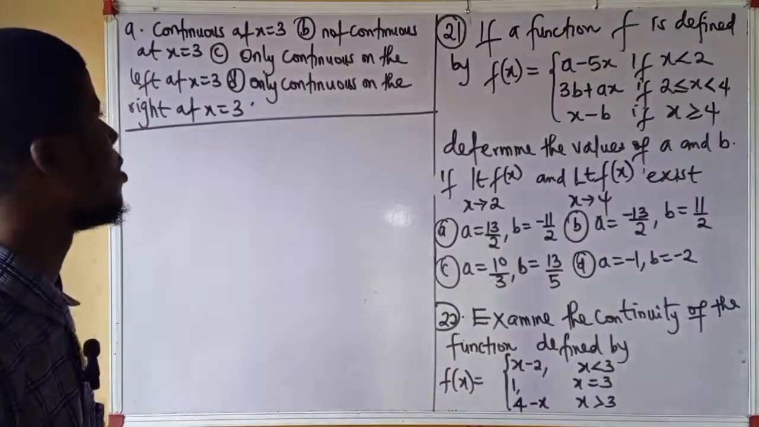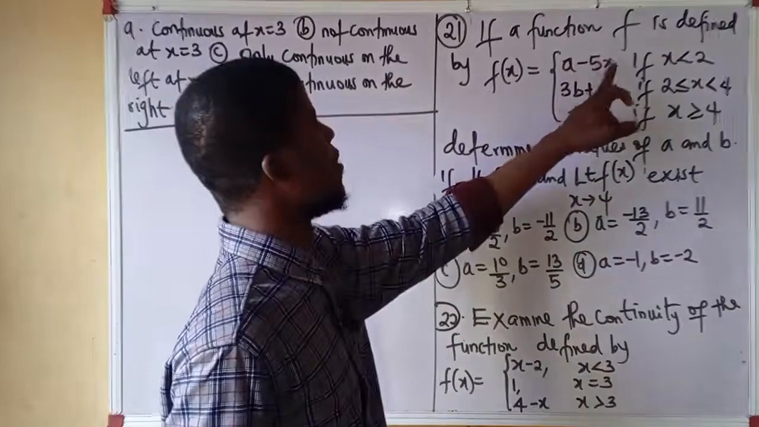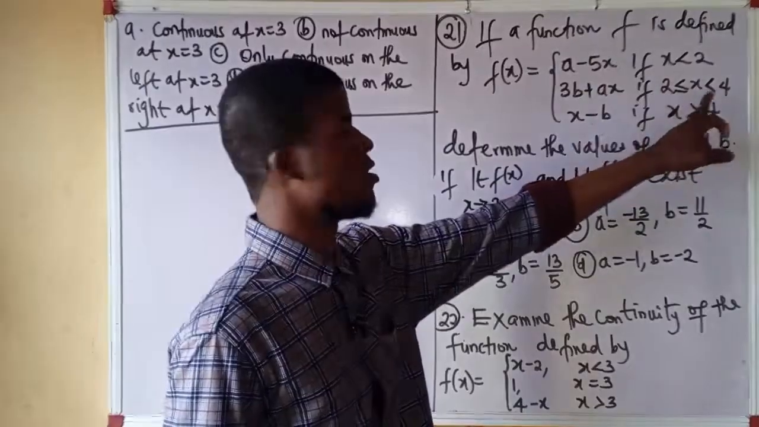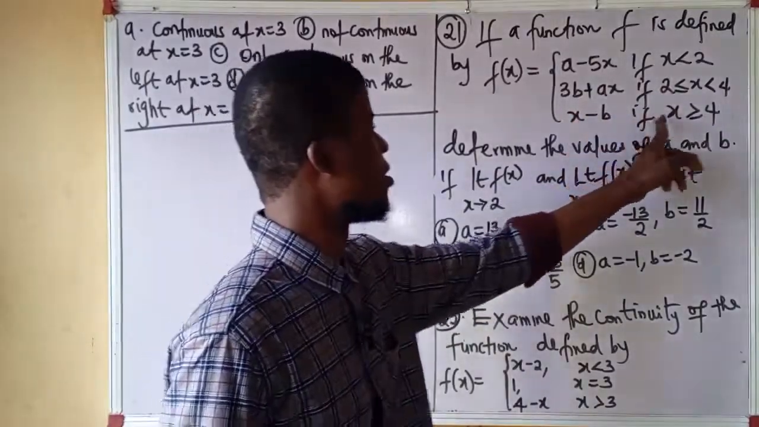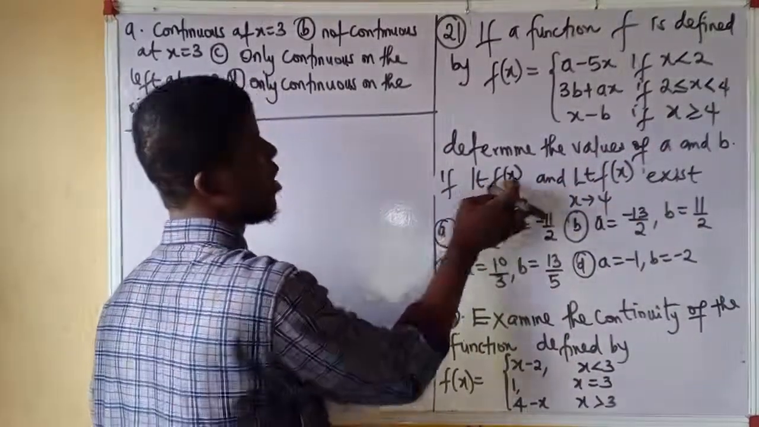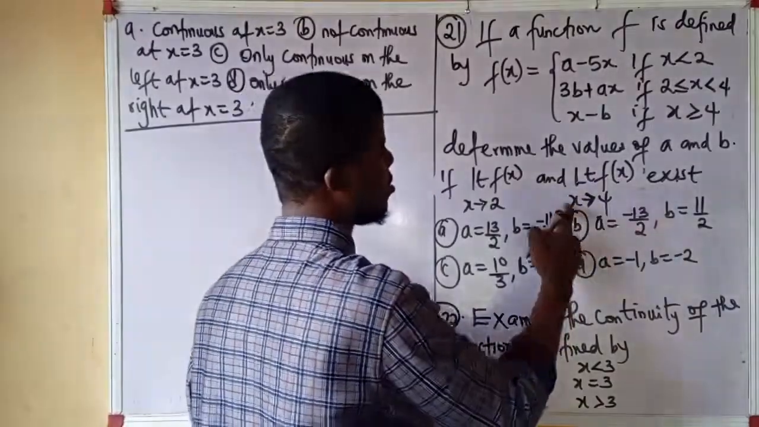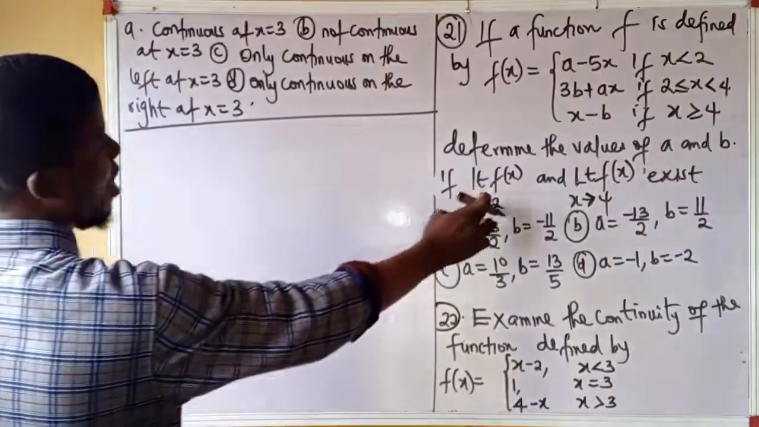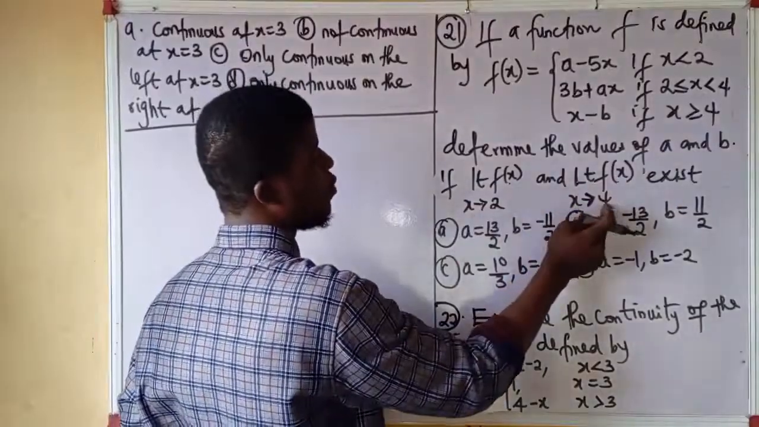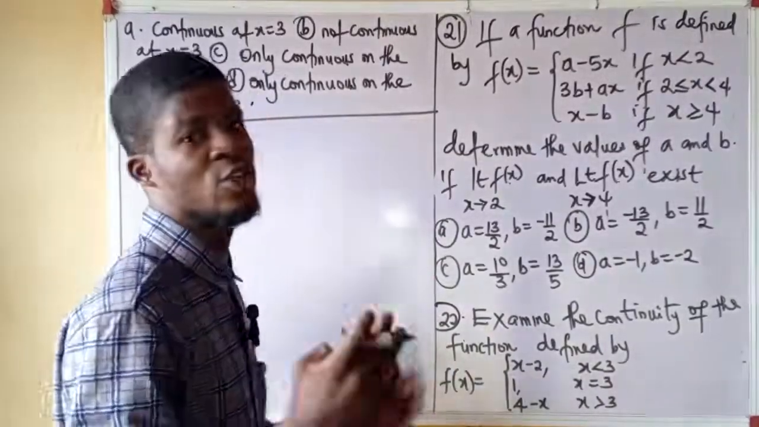All right. If a function f is defined by f of x equal to a minus 5x if x is less than 2, 3b plus ax if 2 is less than or equal to x less than 4, and x minus b if x is greater than or equal to 4. Determine the values of a and b if the limit of f of x as x goes to 2 and the limit of f of x as x approaches 4 exists. So since the limit of f of x as x approaches 2 exists and the limit of f of x as x goes to 4 exists, it means that the left-hand limit and right-hand limit for each of the two cases are equal.